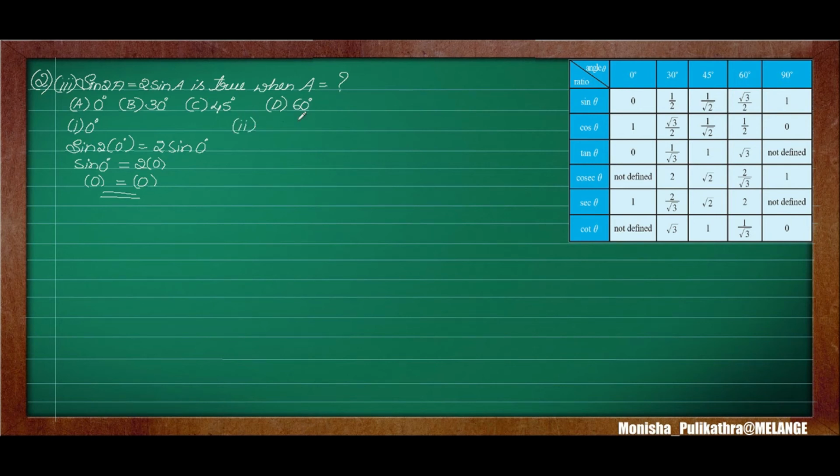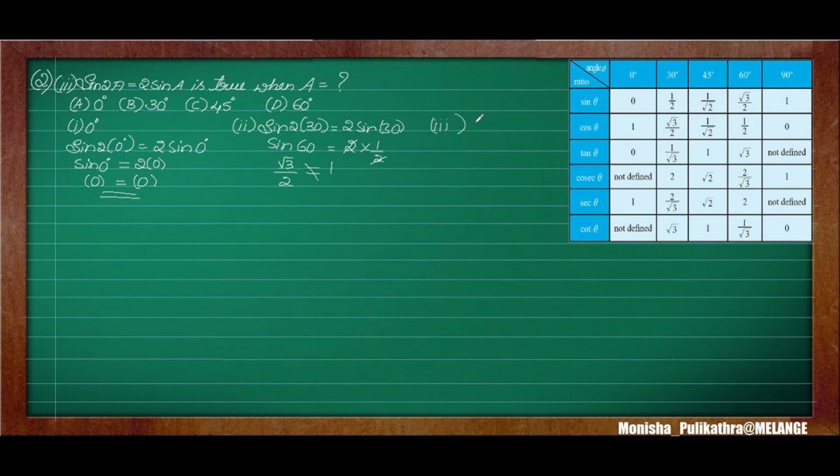In the second one, it is 30 degree. So sin 2 into 30 is equal to 2 sin 30. Sin 2 into 30 is sin 60, equal to 2 into sin 30. Sin 30 is 1 by 2, and sin 60 is root 3 by 2. Root 3 by 2 is not equal to 1. So it is not the option. 30 degree is not the option.